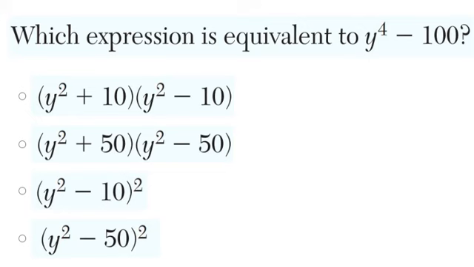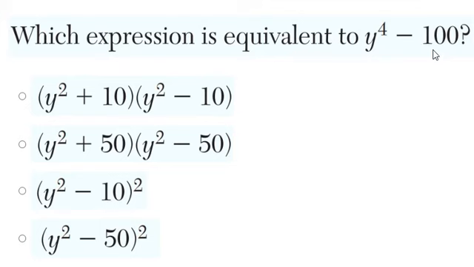Okay, Regents Exam 1, question number 9. Which expression is equivalent to y to the fourth minus 100? Since y to the fourth has an even exponent, it is a perfect square, and 100 is also a perfect square. So this is actually a difference of perfect squares. We have a plus and a minus, so 1 or 2 look good, 3 and 4 do not, because the signs are going to be different in a difference of perfect squares.